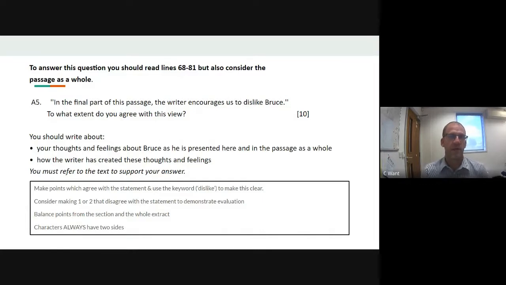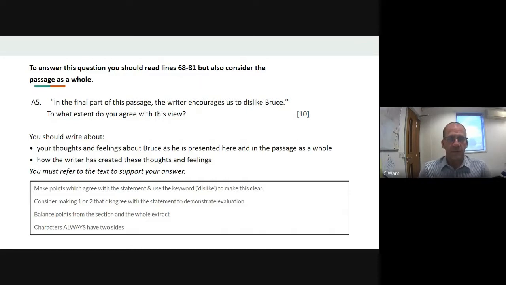10 marks. You should write about your thoughts and feelings about Bruce as he's presented here in the passage as a whole. It's the first bullet point. Second bullet point, you should write about how the writer has created these thoughts and feelings. You must refer to the text to support your answer. So you can see that italics means again that we need quotations, and we need some brief comments on the effect of language choices.